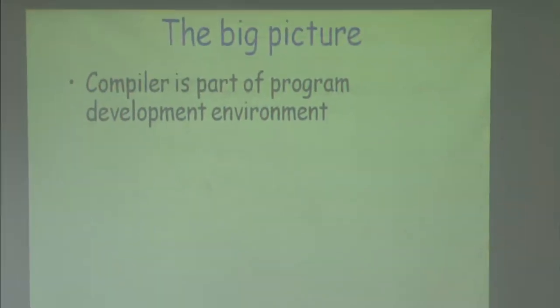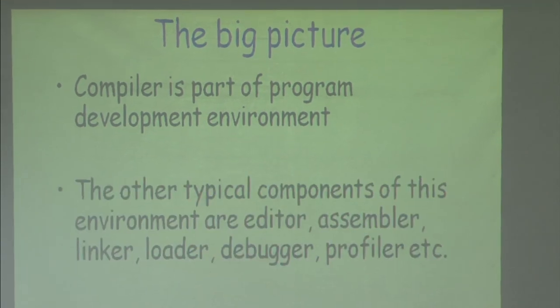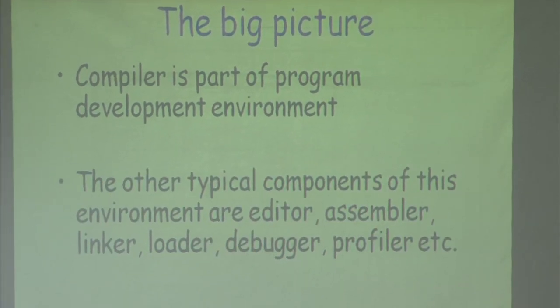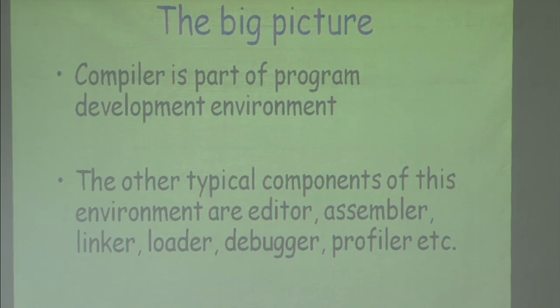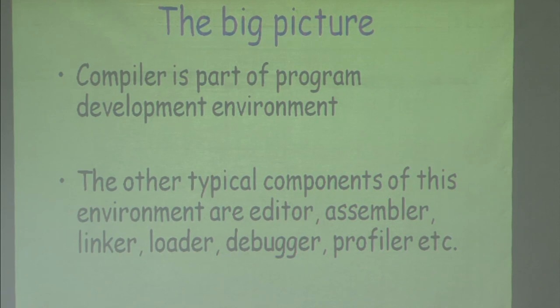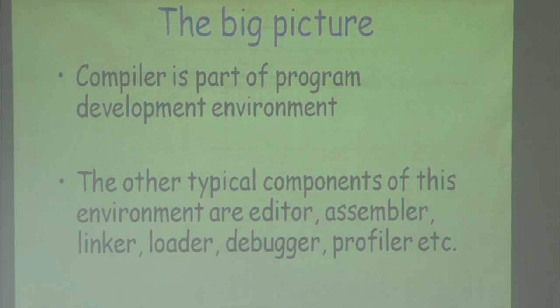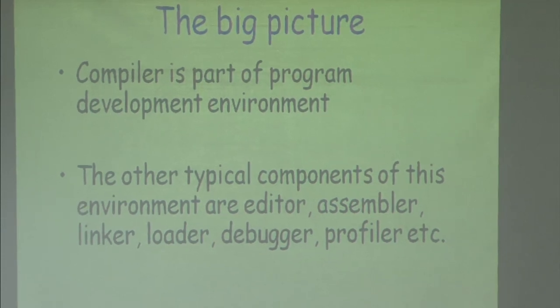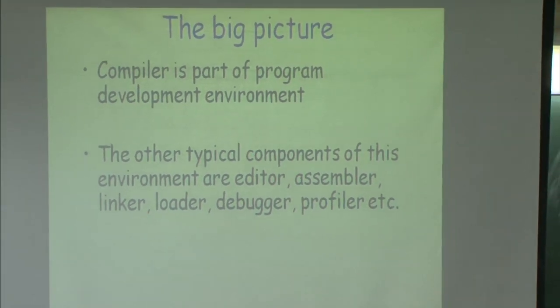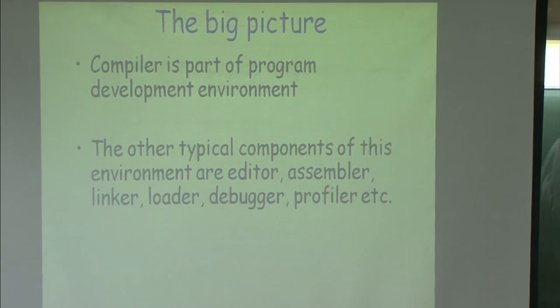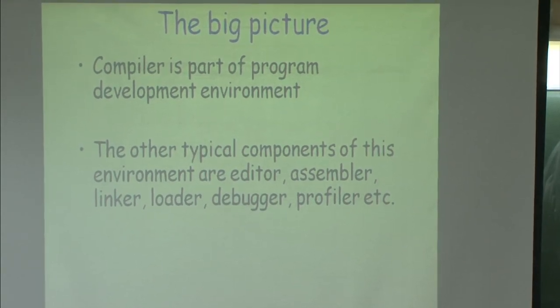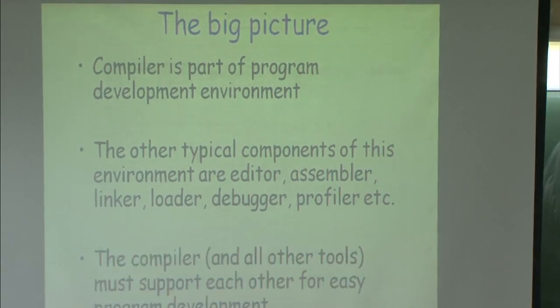Because after all, if I'm writing a program, I need to do a lot more things. So what are the other typical components? You obviously have to start with an editor after you have reached whatever operating system you have. The compiler has to work under a certain operating system and needs to have support for that. I must have some editor, then I must have an assembler, linker, loader, debugger, profilers, and so on. We'll look at least at an introduction to all of these.